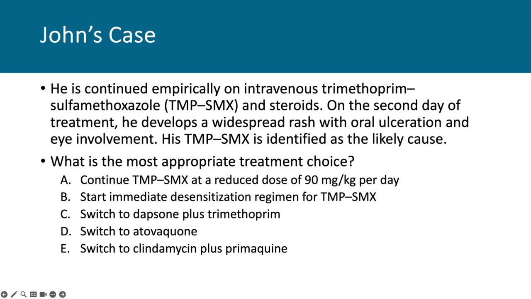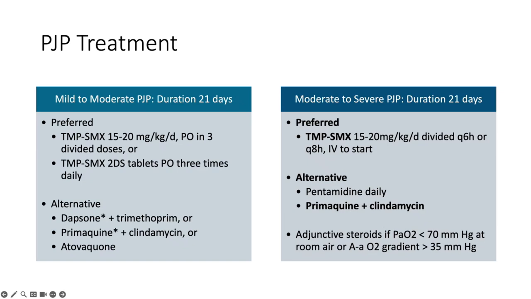Yeah, so for moderate to severe PJP, we know Bactrim is strongly preferred, but in someone having a very severe reaction like this with mucosal involvement, you're not going to continue that. So your alternatives are pentamidine or primaquine and clindamycin. I didn't make up that question, so I didn't choose the answer.